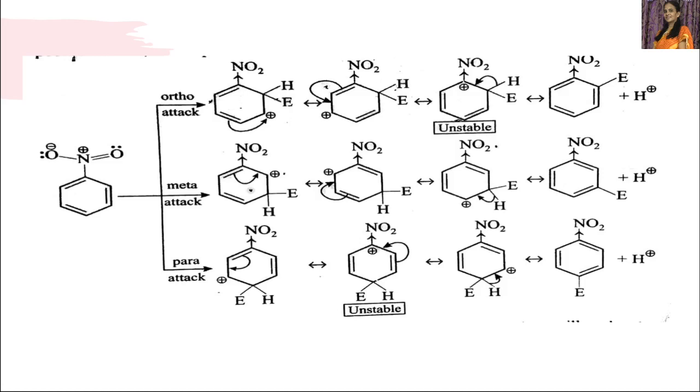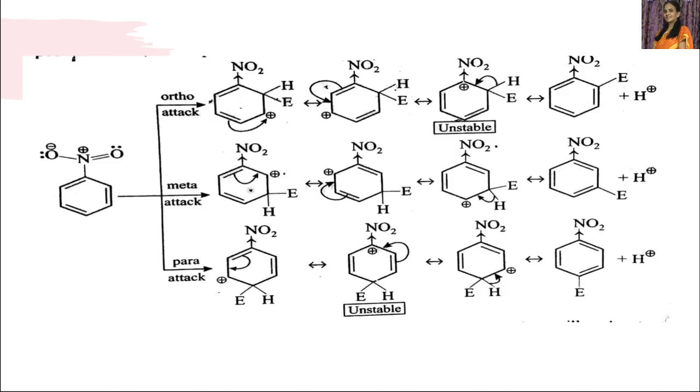Now finally, this is the sigma complex which loses a proton to the other part of the reagent to form the meta disubstituted product. And we can see in this meta attack, no such unstable structure can be observed where there is a positive charge on the carbon to which the NO2 group is attached. Therefore, this is the more favorable attack when the NO2 group is present as a first substituent on the benzene ring.